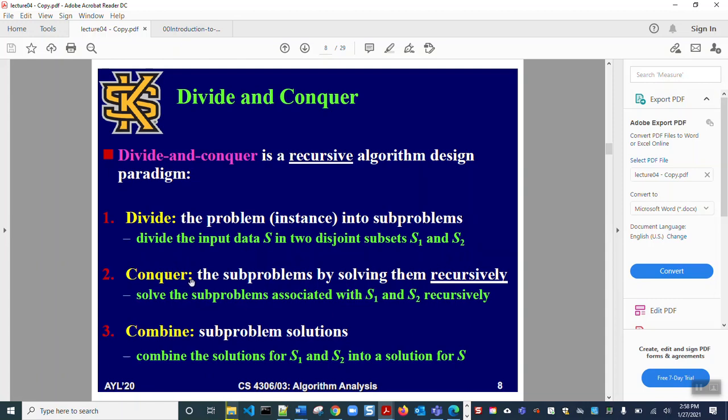Then in the conquer process, we solve the subproblems using a recursive way. Each of the subsets S1 and S2, we solve recursively. And then in the combine step, we combine the subproblem solutions, whatever solutions we get in the conquer process, and then finally we will get our final result. That will be the final result for the entire data set S.